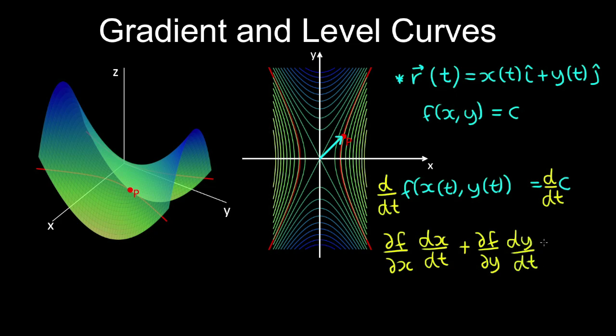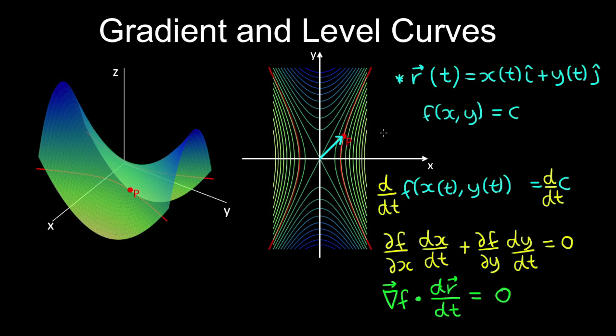And on the right hand side, differentiating a constant gives 0. So this is equivalent to the dot product between the gradient of f and the tangent vector being the derivative of the position vector with respect to t. So if t was time, then this is the velocity vector, which is also tangent to the curve. So this dot product evaluates to 0.